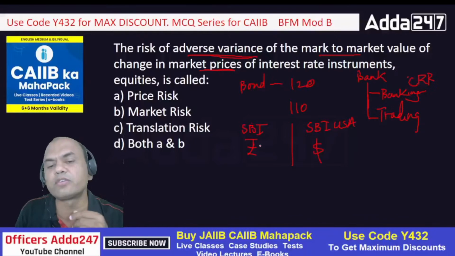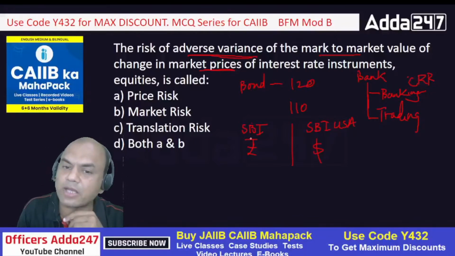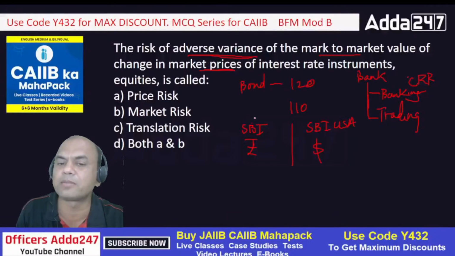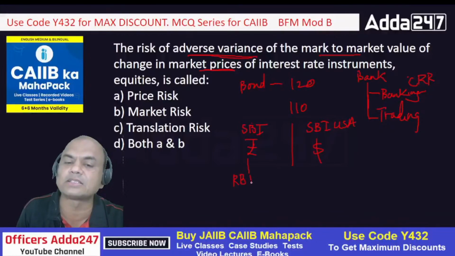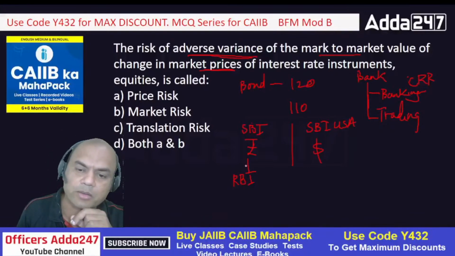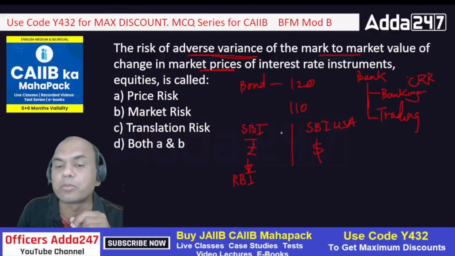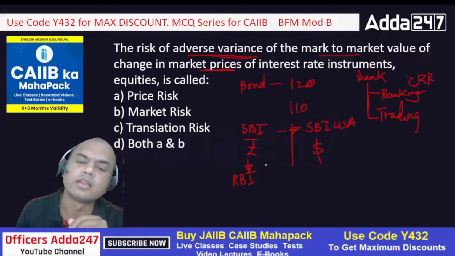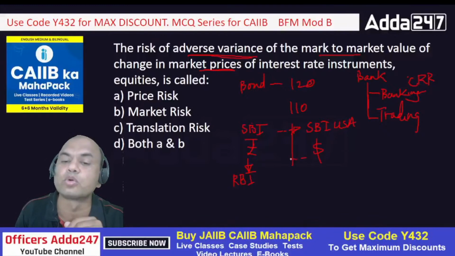But the balance sheet on 31st March: after all, SBI USA is a branch of SBI only, and the main parent company is SBI. So on 31st March, SBI will have to give the report to RBI, the balance sheets and all the documents. At that time it will have to report the figures of SBI USA also. How will it report? This is in rupees and this is in dollars. So what will it do? It will convert it to notional rupees.